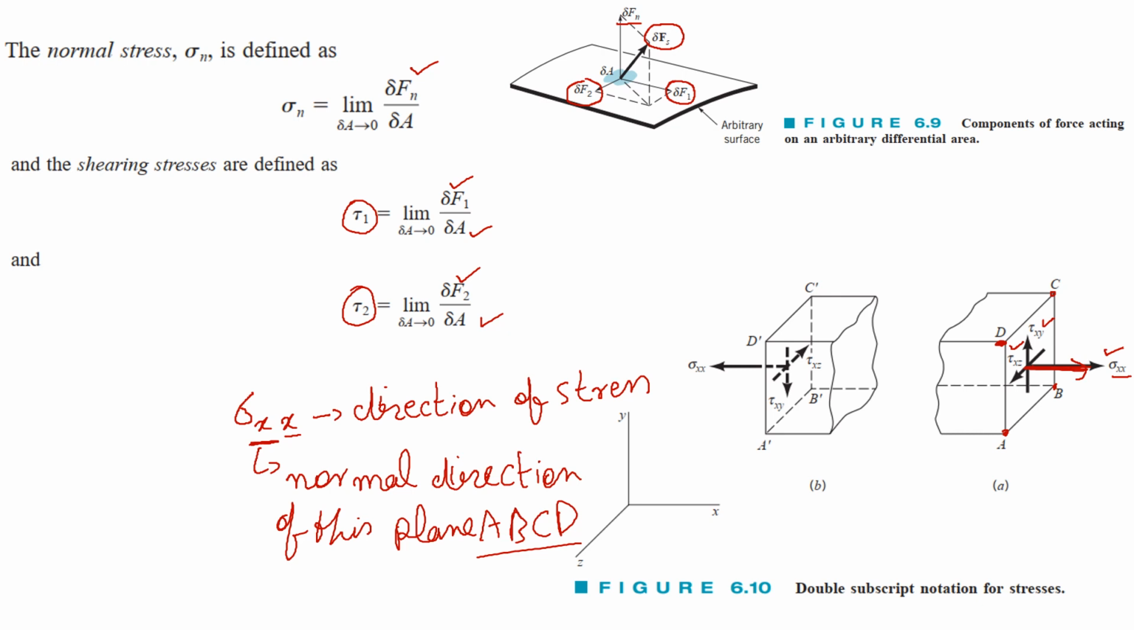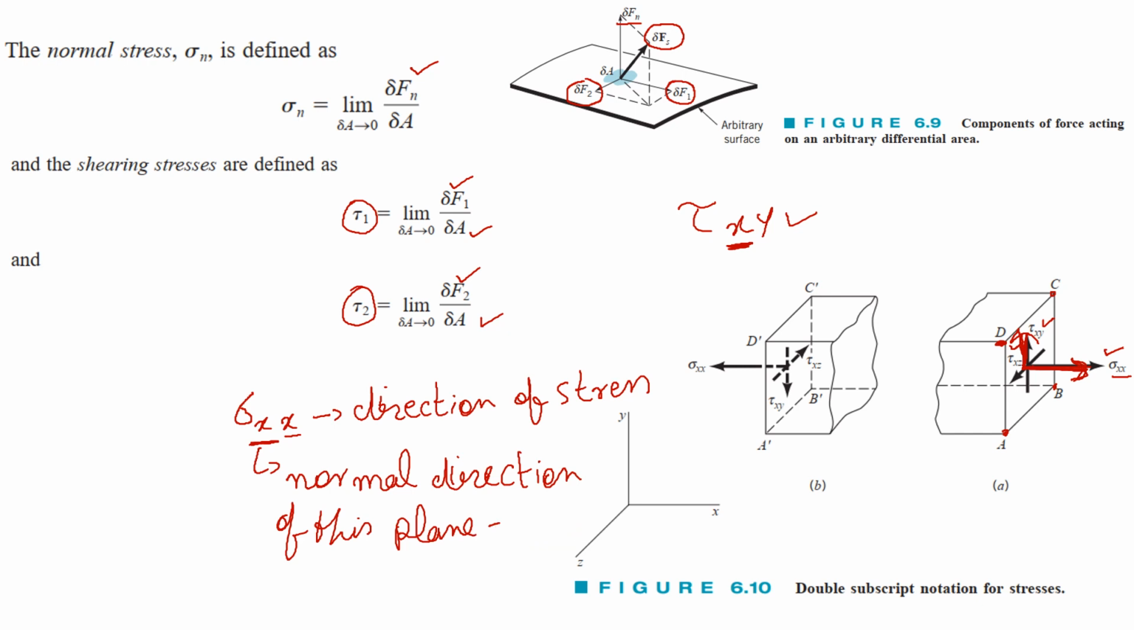And you can also say that for the other notations, that is the shear stress x, y. So this is the direction of the normal to this plane and the direction of the stress. As you can see, the normal direction to this plane is along the x-axis, and this is the direction of the stress as related to this reference axis.